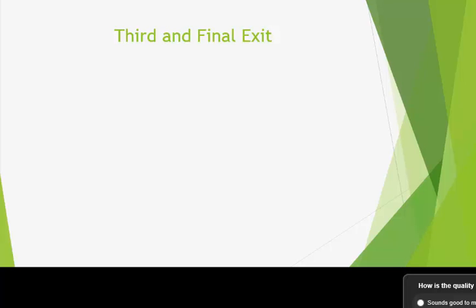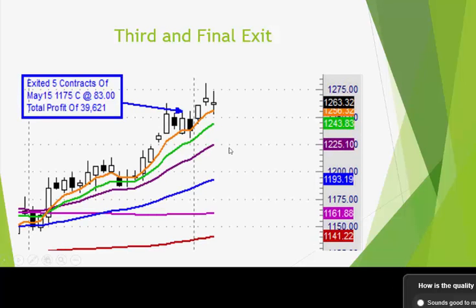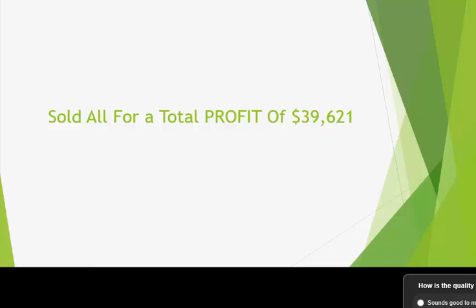So here's our third and final exit. We exited our last 5 contracts here at $83, and we made a total profit of $39,621 in under 2 weeks in trading days. How many of you would like to make that much profit in 2 weeks?